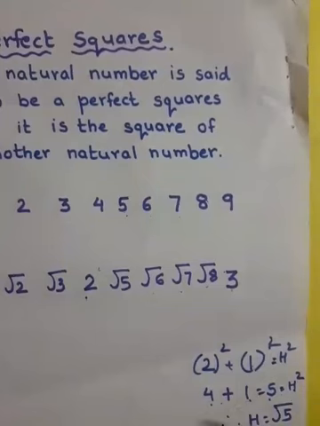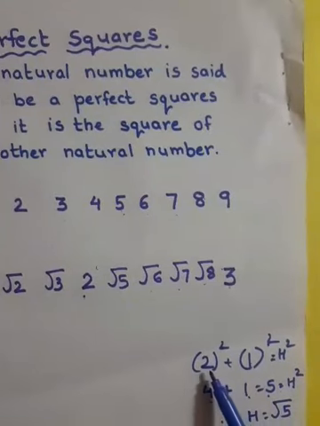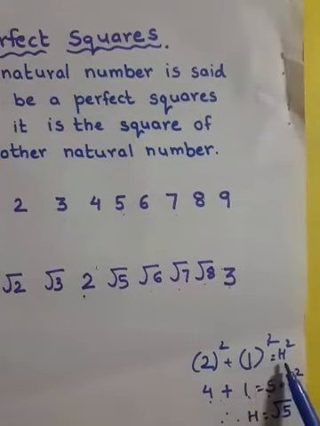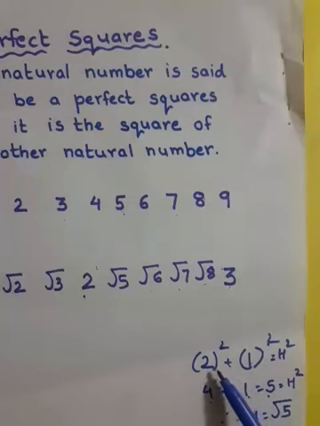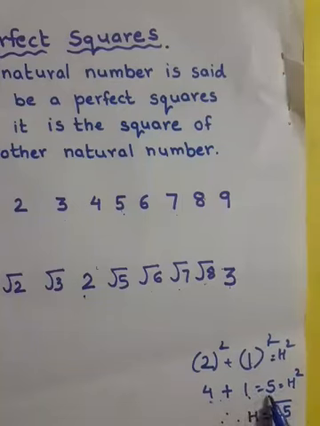According to Pythagoras theorem, we will get 2 square plus 1 square is equal to hypotenuse square. Square of 2 is 4 and square of 1 is 1. So we will get 4 plus 1, 5. So we will get hypotenuse square 5. So hypotenuse is equal to root 5.